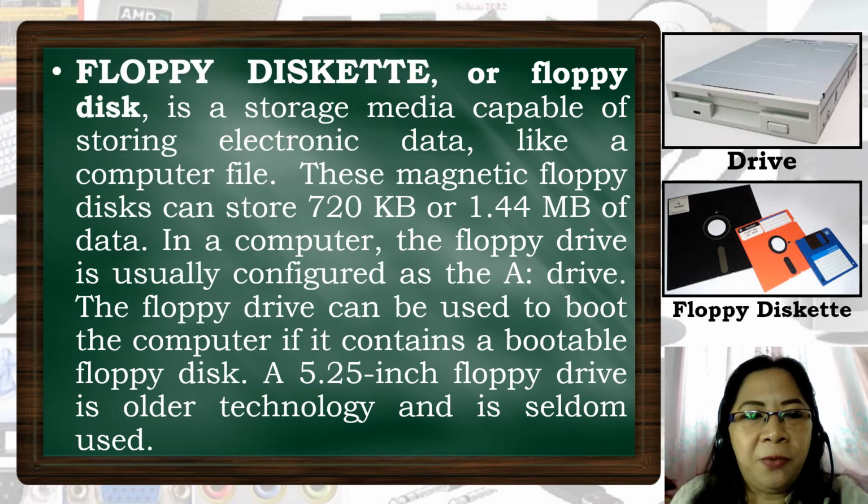Floppy diskette or floppy disk is a storage media capable of storing electronic data like a computer file. These magnetic floppy disks can store 720 kilobytes or 1.44 megabytes of data. In a computer, the floppy drive is usually configured as the A drive. The floppy drive can be used to boot the computer if it contains a bootable floppy disk.